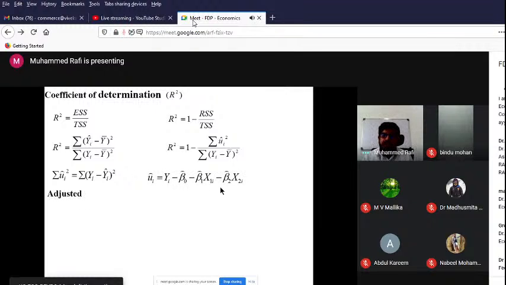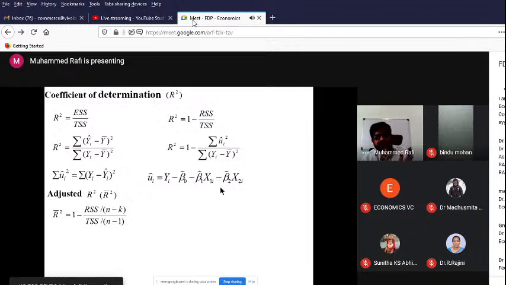Therefore, there is another value which you can look at, the adjusted R square. Because as you increase the number of variables, the R square has a tendency to increase. Therefore, the adjusted R square will adjust for the degrees of freedom, because as you increase the number of parameters, the degrees of freedom will be lost. The degrees of freedom, I mean the number of observations minus the number of parameters. So the degrees of freedom will be lost when you increase the number of variables.